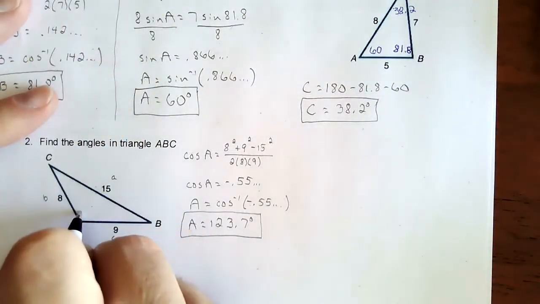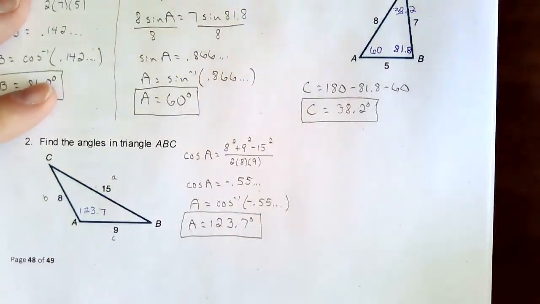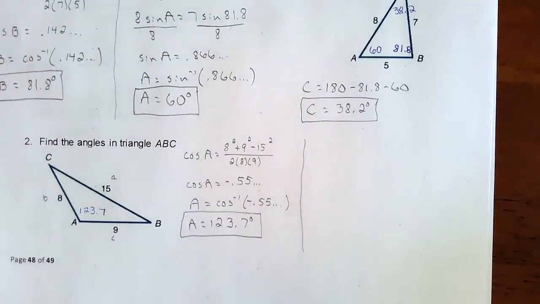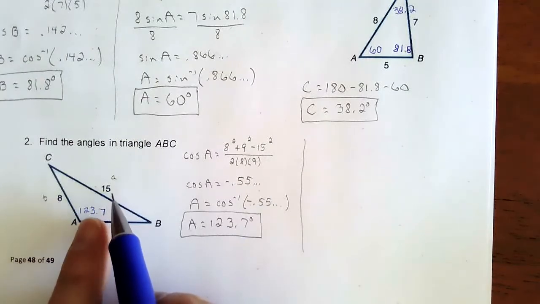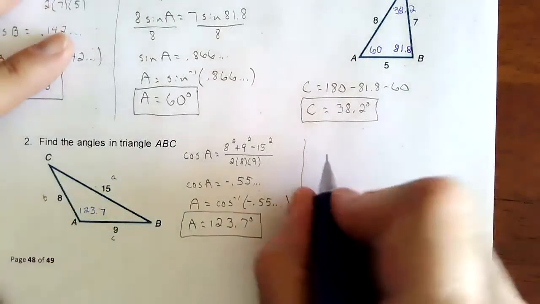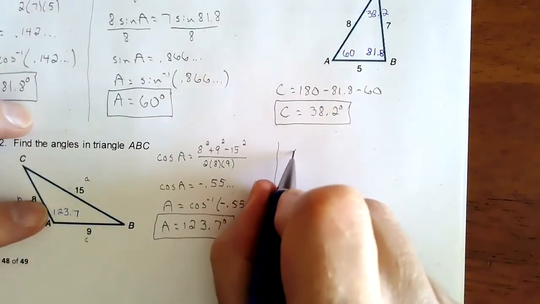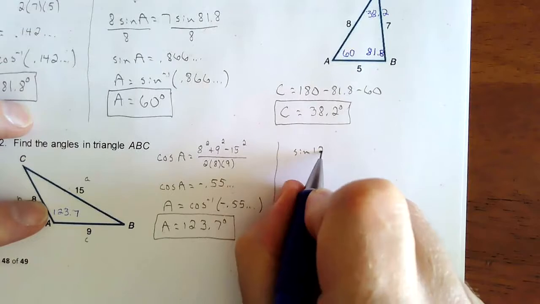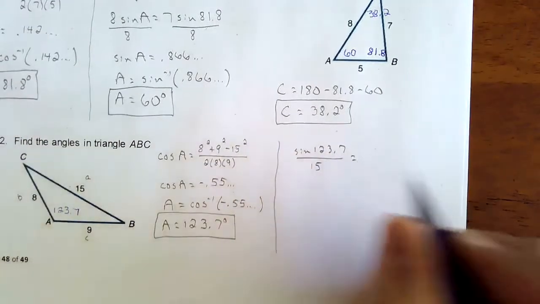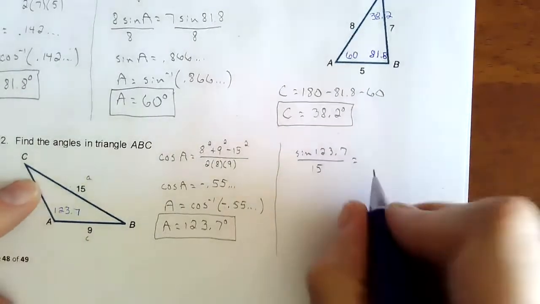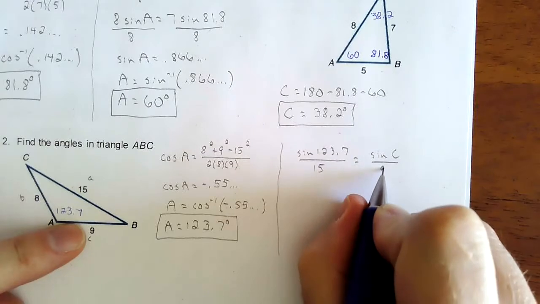And I have 3 of them. So 123.7. All right. So great news is if I'm not loving law of cosines, it's up to you. You can shift to law of sines because you now have one full fraction. So I can set up law of sines as a proportion. So I have sine of 123.7 over 15 equals, let's go to the next size angle. So that would be sine of C over little c.